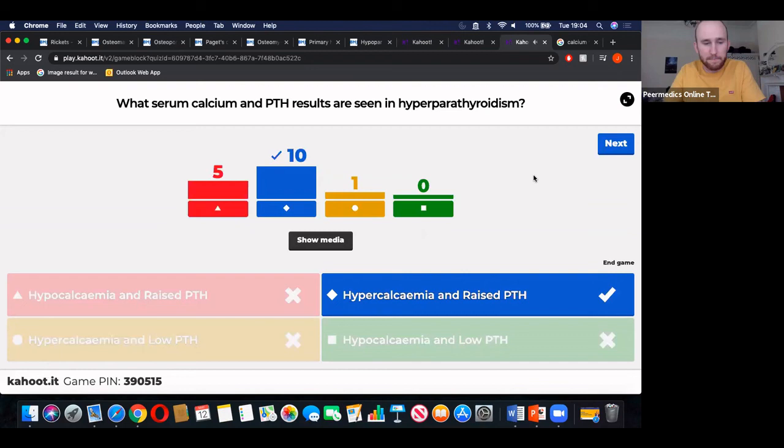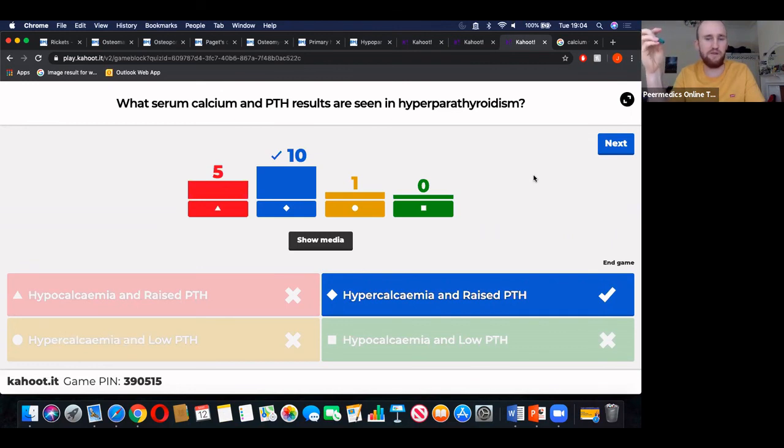So it's that hyperparathyroidism, it's the abnormal feedback loop. The first answer that a few of you put, hypocalcemia and raised PTH, that's what you would want, because your PTH is going to act on your bones, increase that bone resorption to increase your serum calcium and normalize it. Whereas the second answer, the one that's right, hypercalcemia and raised PTH, those are the results that you'll find with hyperparathyroidism. That will signify an abnormal feedback loop.